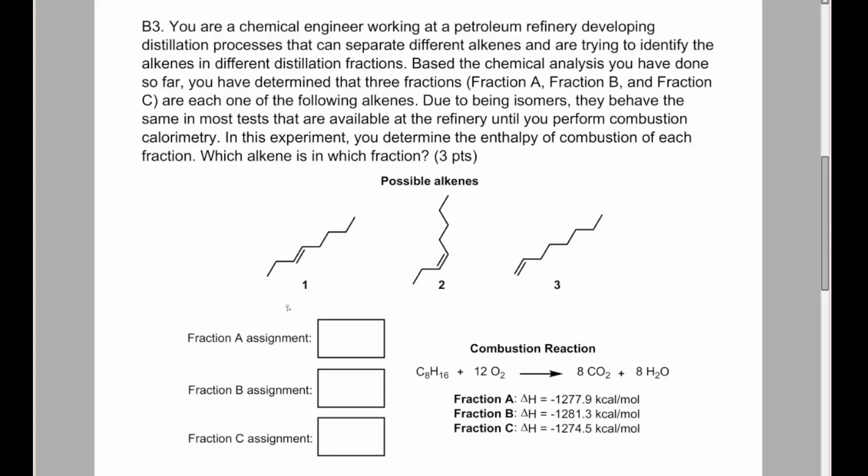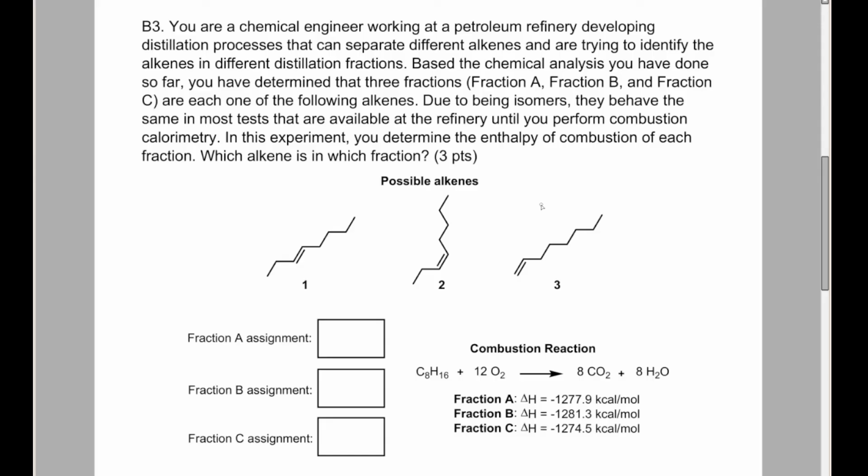Bonus question 3. You are a chemical engineer working at a petroleum refinery developing distillation processes that can separate different alkenes, and you are trying to identify the alkenes in different distillation fractions. Based on the chemical analysis you have done so far, you have determined that 3 fractions, A, B, and C, are each one of the following alkenes. Due to being isomers, they behave the same in most tests that are available until you perform combustion calorimetry. In this experiment, you determine the enthalpy of combustion of each fraction. Which alkene is in which fraction?